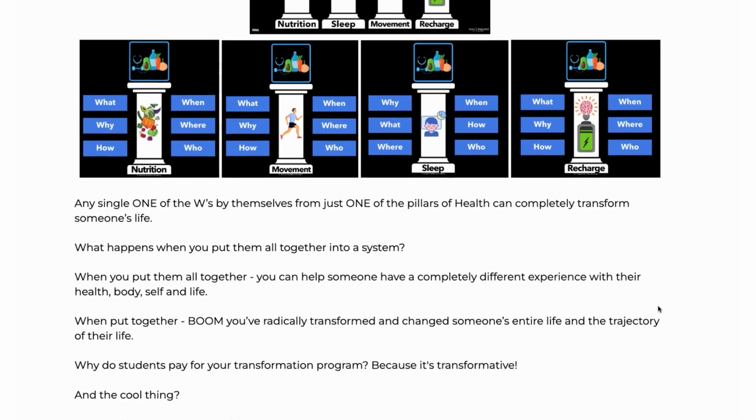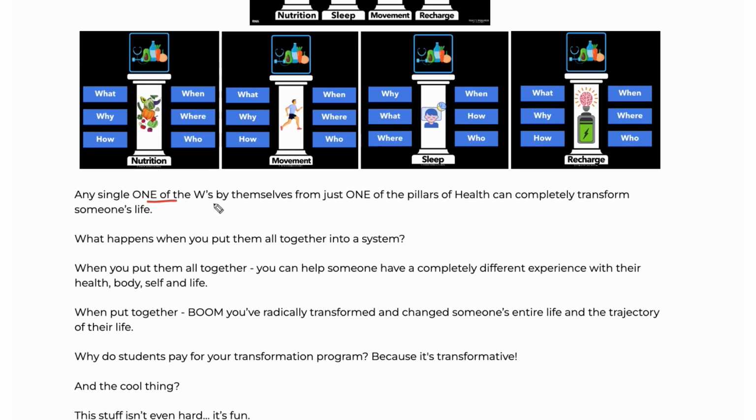Because here's the thing that you need to know. Any single one of the W's by themselves in just one of the pillars of health can completely transform someone's life, right? What happens when you actually put all of them together into a system, right? When you put them all together into a system, what happens is that you can help someone have a completely different experience with their health, with their body, with themselves, and with their life. And so when put together, boom, that's when you've radically transformed and changed someone's entire life and the trajectory of their life, okay?